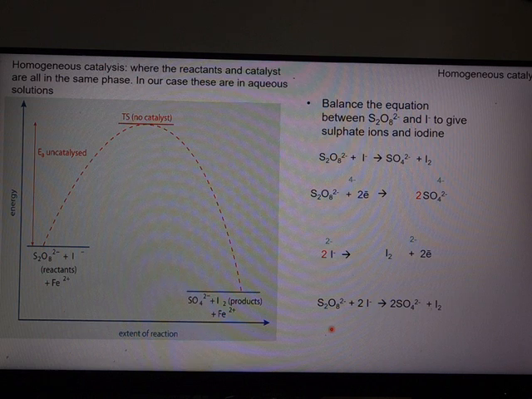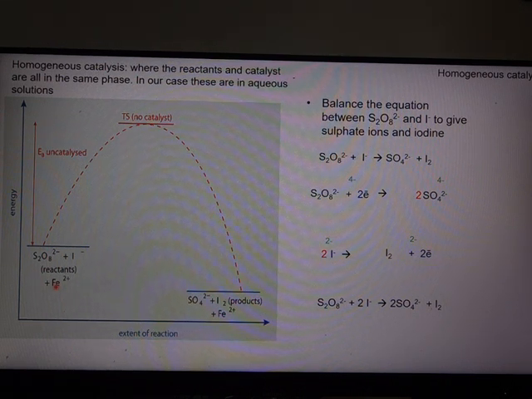So in this case, the reaction is going to be catalyzed by iron 2+.